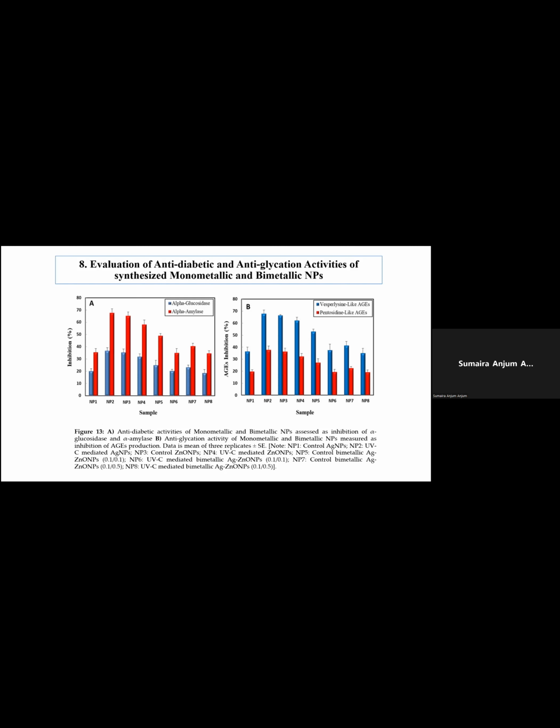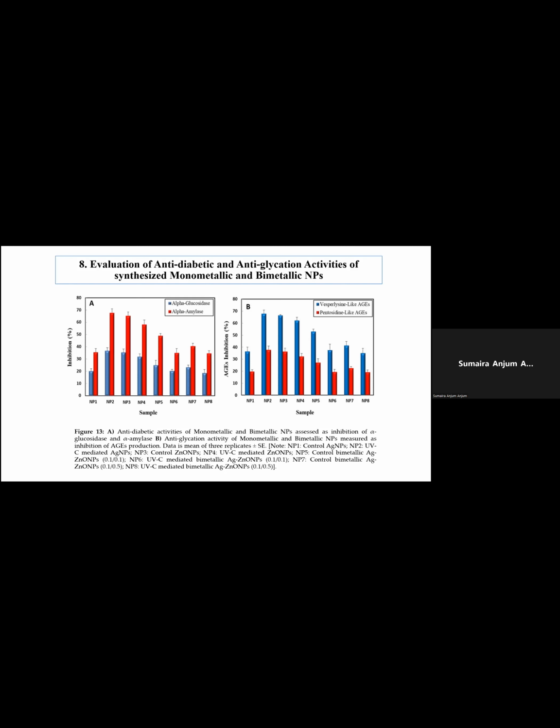One was the inhibition of the vesperlysine-like advanced glycated end product, and secondly the pentosidine-like advanced glycated end product inhibition. In case of anti-glycation activities, the end glycated products inhibition was also maximum observed in case of the parallel silver nanoparticles, either controlled or UVC-mediated silver nanoparticles show the best results. Similarly, the monometallic, either silver or zinc, show the best results in case of antidiabetic and anti-glycation activities as compared to their bimetallic counterparts.